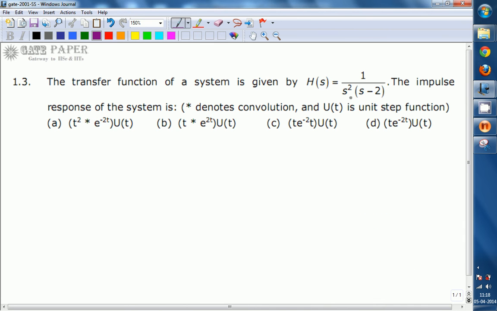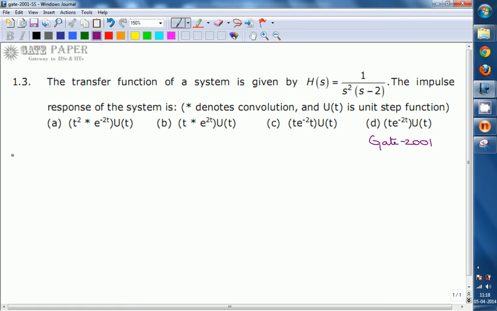Going to discuss the question from signals and systems given in GATE 2001 here. So related to the convolution concepts. Here given that the transfer function of a system is given by H of s equals 1 by s square into s minus 2. Then the impulse response of the system is, so here star denotes the convolution and u of t is the unit step function. So now we'll see the solution for this.